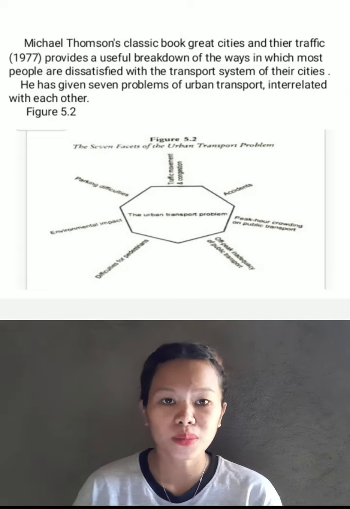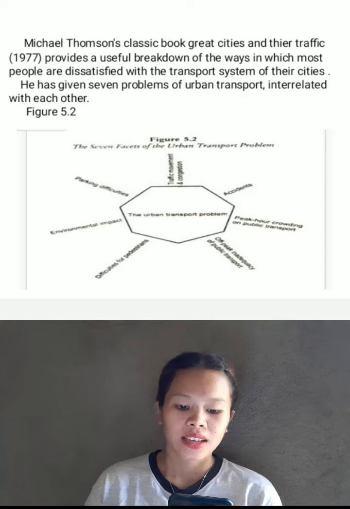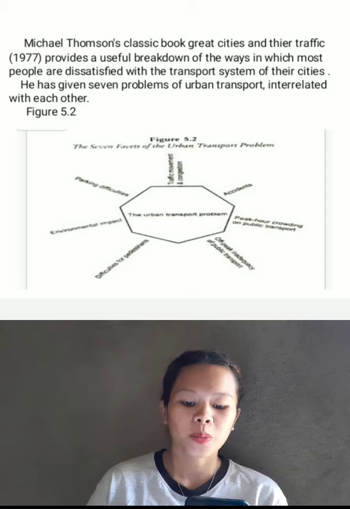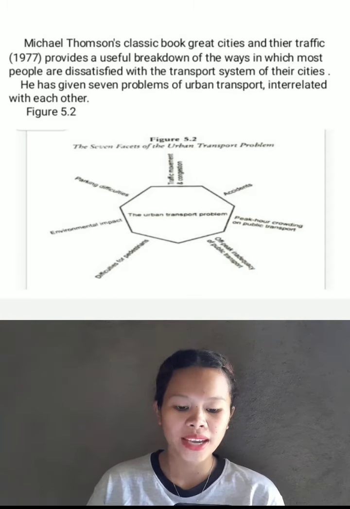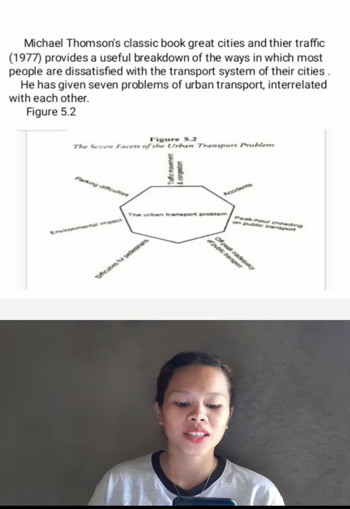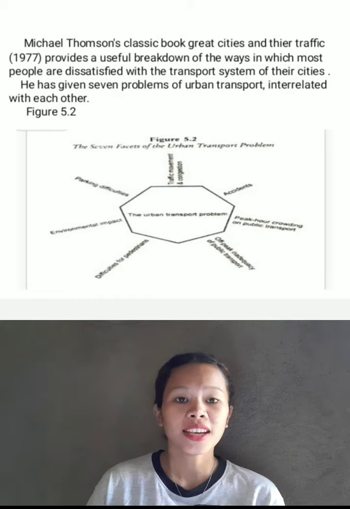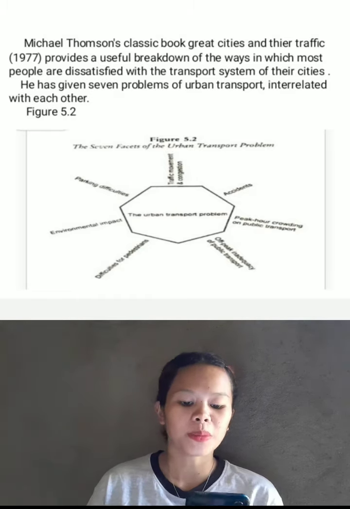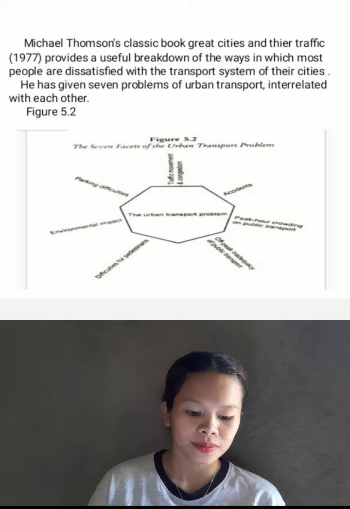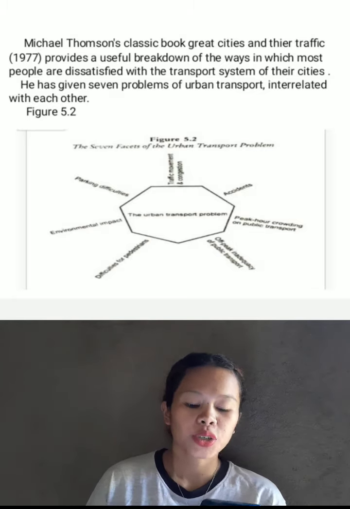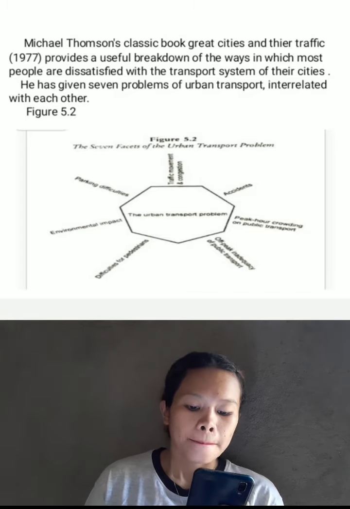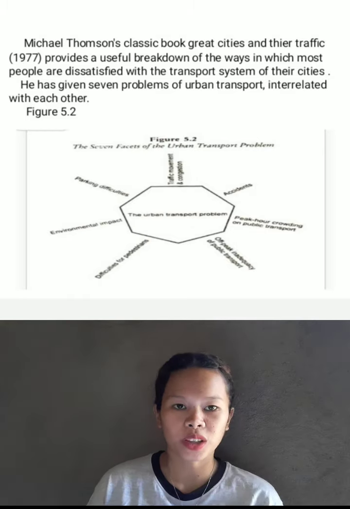According to Michael Thompson's classic book, Great Cities and Their Traffic, 1977, provides a useful breakdown of the ways in which most people are dissatisfied with the transport system of their cities. He has given 7 problems of urban transport interrelated with each other. As you can see in figure 5.2, the 7 phases of the urban transport problem.